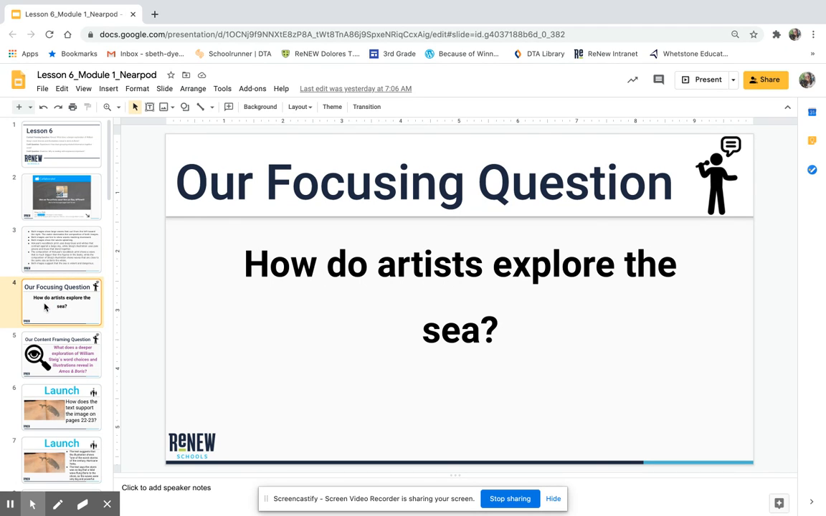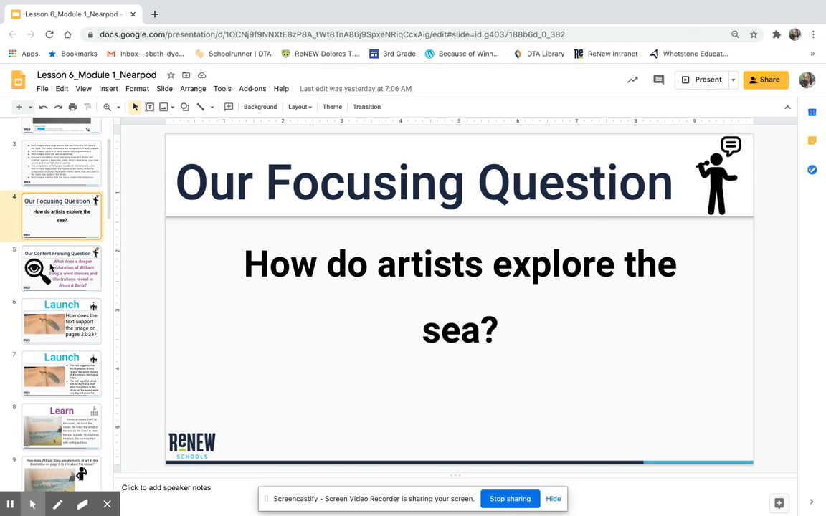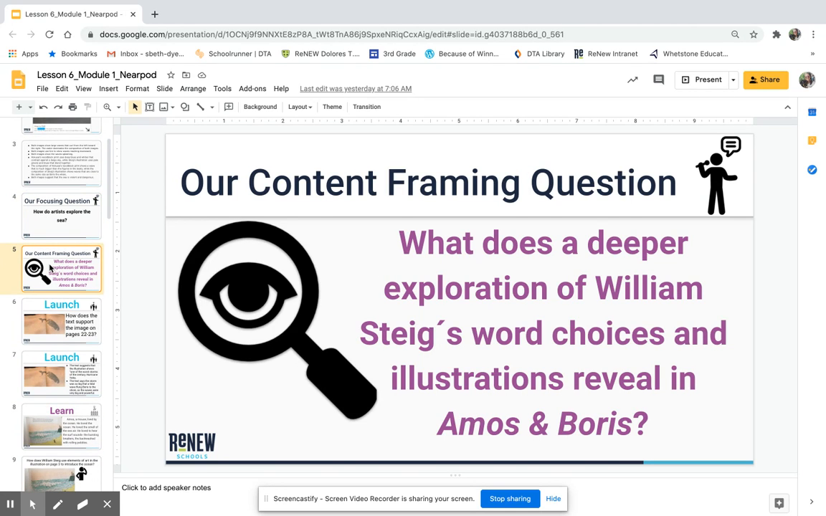We're still on our same focusing question, how do artists explore the sea? Our content framing question today was, what does a deeper exploration of William Steig's word choices and illustrations reveal in Amos and Boris? Throughout the whole lesson, we looked at the pictures in the book, we reread words in the story, and we looked at how they were related.